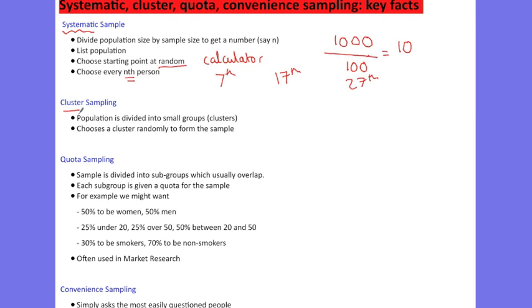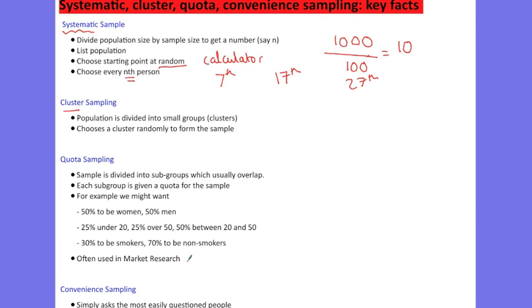Now, quota sampling is a really popular sampling used in market research, and this is where the sample is divided into subgroups. Whenever you see something related to gender, male or female, over a certain age, under a certain age, this is going to be quota sampling. And this is where each subgroup is given a quota, a limit. So for example, we could say we want 50% to be women and 50% to be men. We could say 25% of our sample must be under a particular age group, over, etc. And as I say, this is often used in market research.